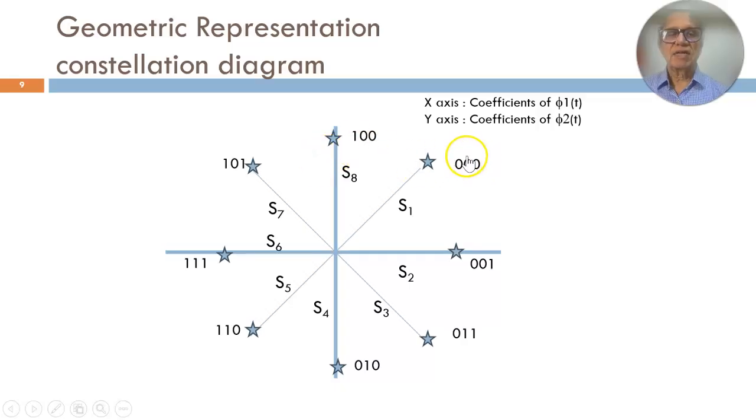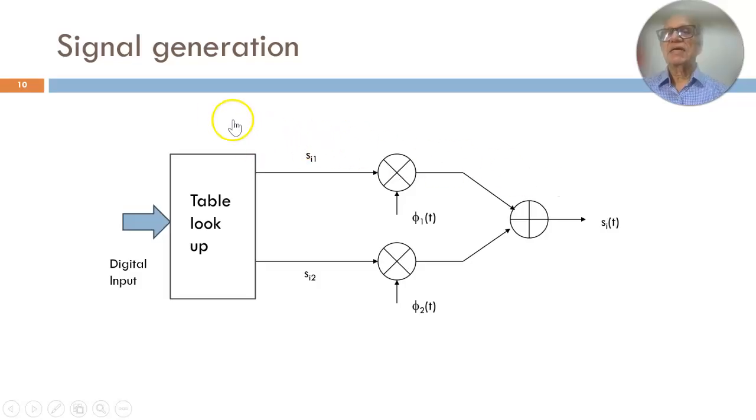So you can see now the advantage is that when you detect, say, S1, you automatically detect that 3 bits were transmitted, which were 0, 0, 0. So that's an advantage. But now the geometric distance between these two neighboring points has reduced, so the noise performance will reduce. Okay. Now let us see how the signal generation is done.